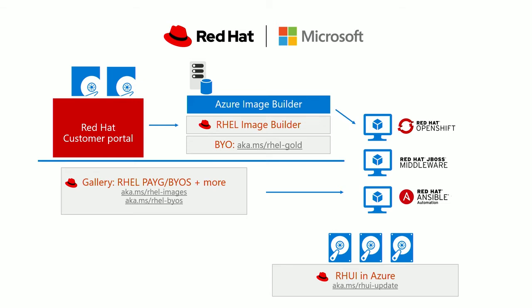And finally, we have a lot of other services that sit around it, with a whole portfolio being available in Azure. So you can use middleware portfolio, you can use Ansible for automation, you can use OpenShift for container management, and we also have an update infrastructure that's available within Azure so that if you don't want to pull content from outside of Azure, you can do it from within Azure.